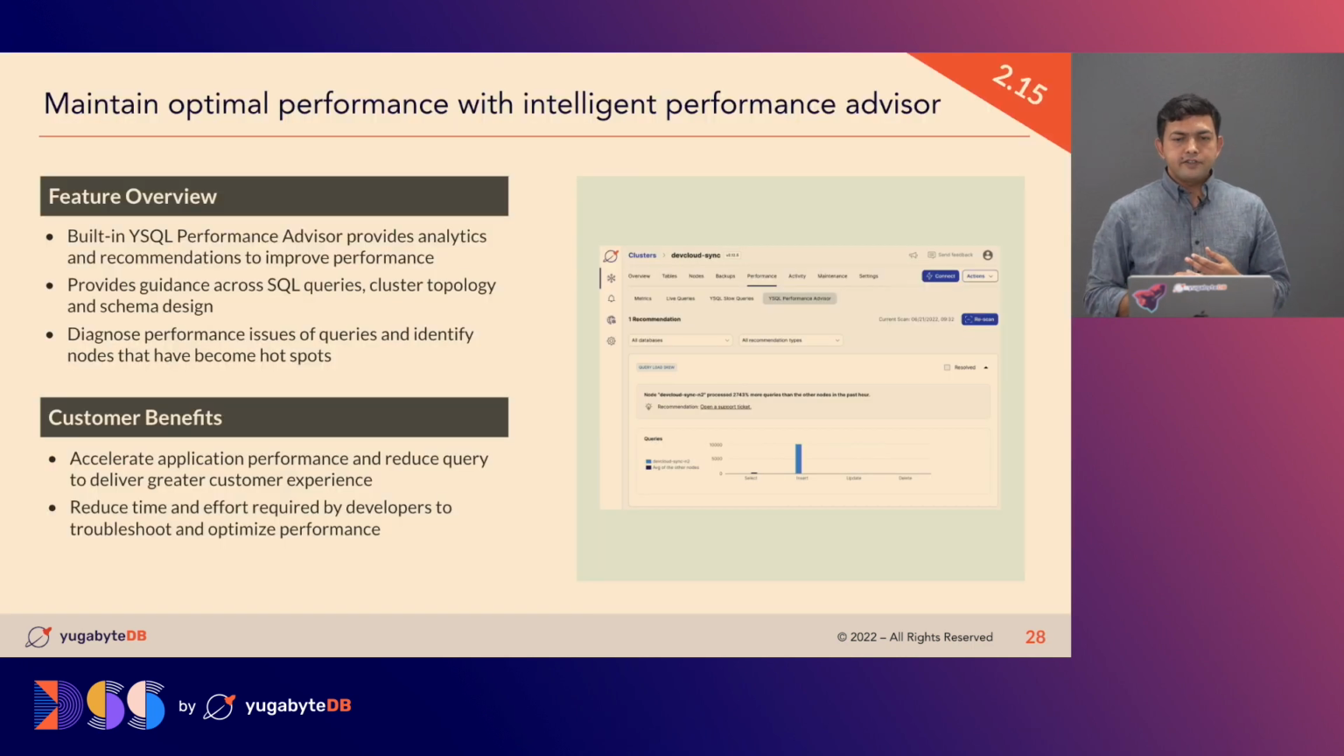The first one is the new built-in performance advisor. It provides performance analytics and recommendations for users to improve performance across SQL queries, cluster topology, and schema design. It reduces the time and effort required for developers and YB Managed administrators to diagnose query performance issues and quickly implement recommendations. The system will keep looking and keep track of performance characteristics, especially from a distributed SQL execution standpoint.